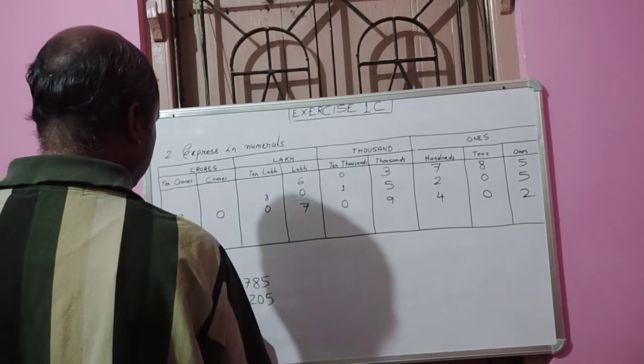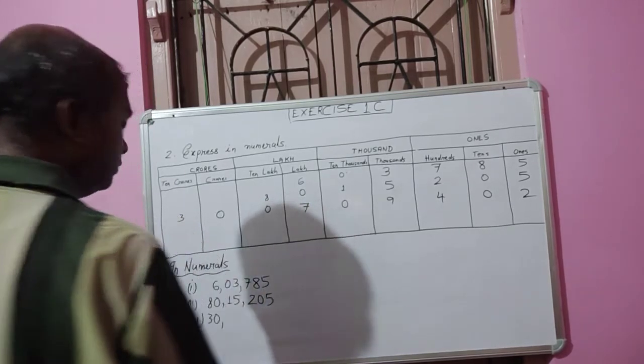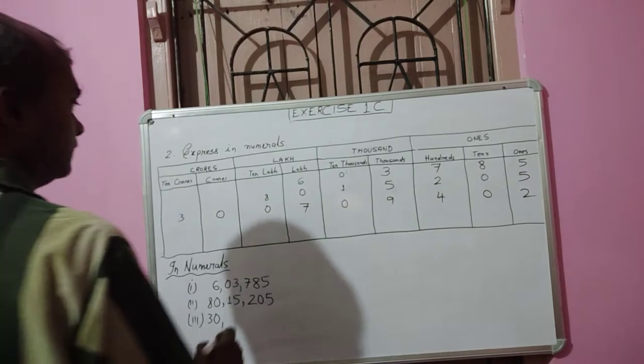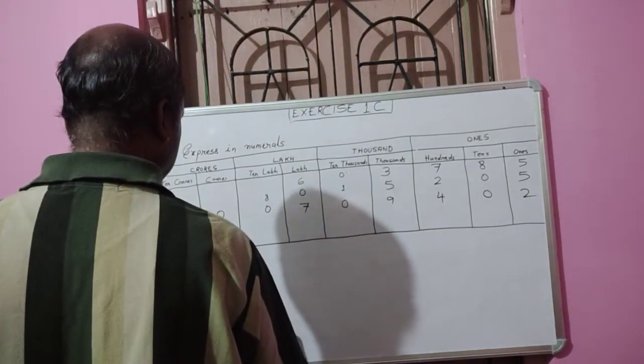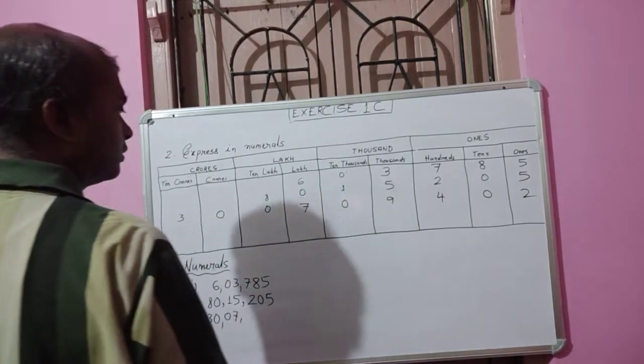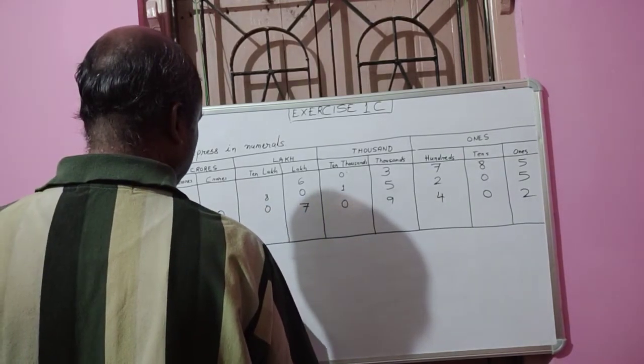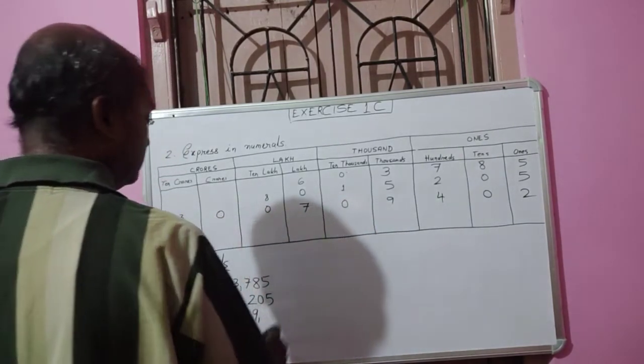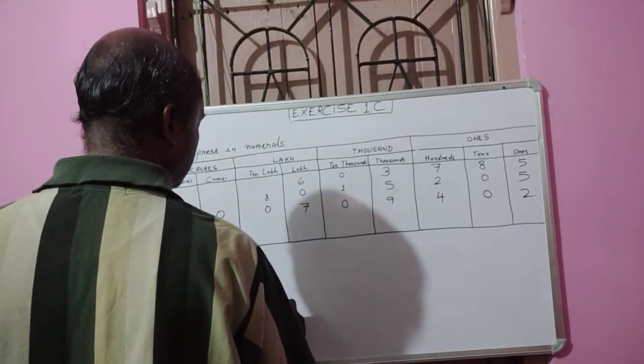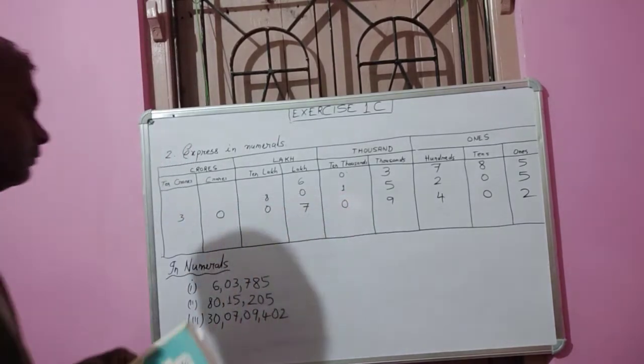So you will have 30 crore, after crore a comma, 7 lakh. After lakh also there will be a comma. 9,000. After 9,000 there will be a comma. 402. Alright.